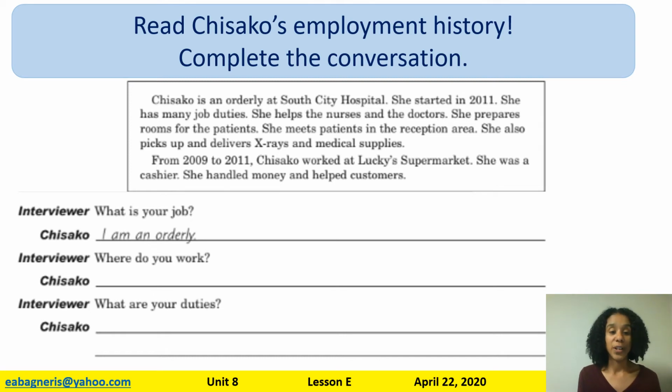So the interviewer, the person asking the questions, says, "What is your job?" What is your job? Present tense. "I am an orderly," says Chisako. And the interviewer asks, "Where do you work?" It's a where question. So where does Chisako work? When we look back at the reading, it says South City Hospital. So where do you work? "I work at South City Hospital," says Chisako.